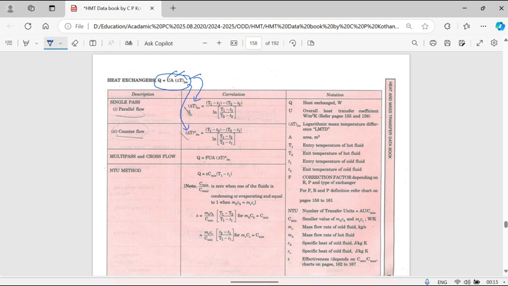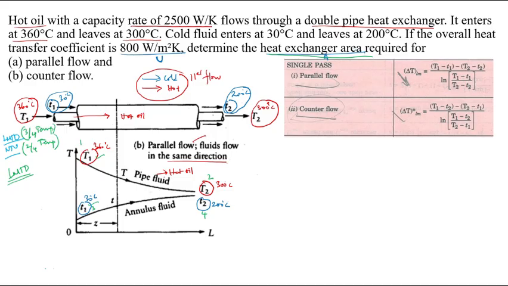So here capital T1 represents the hot fluid inlet, capital T2 represents the hot fluid exit, small t1 represents the cold fluid entry, and small t2 represents the cold fluid exit. Okay, now this is copied and pasted in the presentation. I move to the presentation.